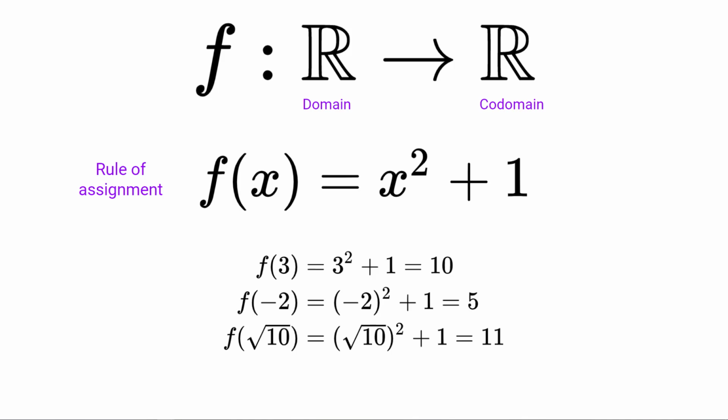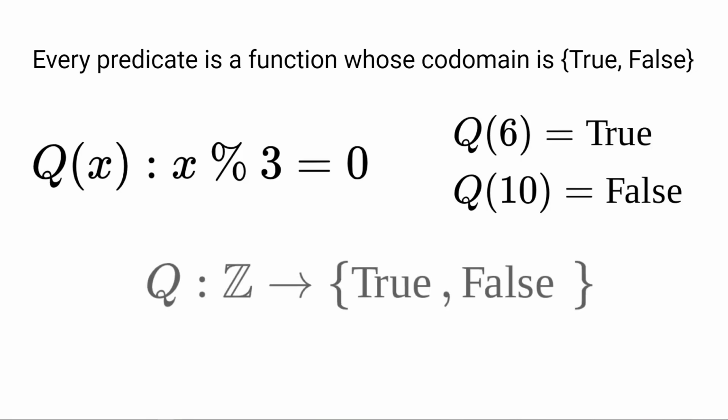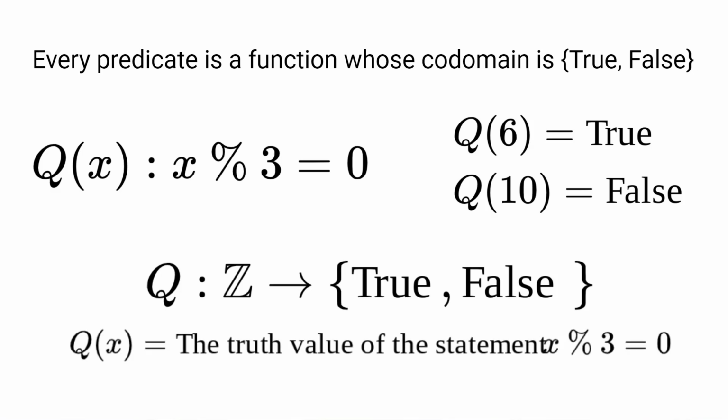This should remind you of predicates. In fact, every predicate is a function whose codomain is always the set of Boolean values {true, false}. For example, earlier we looked at the example of the predicate q(x), whose domain is the set of integers, and each integer is assigned a true or false value based on the outcome of the statement x mod 3 equals 0. This is a function from Z to {true, false}, and the output is determined by taking an x, plugging it into this statement, finding x mod 3, and seeing if it's equal to 0.